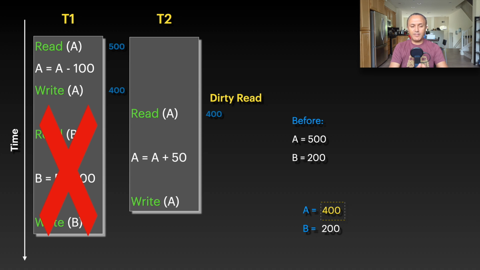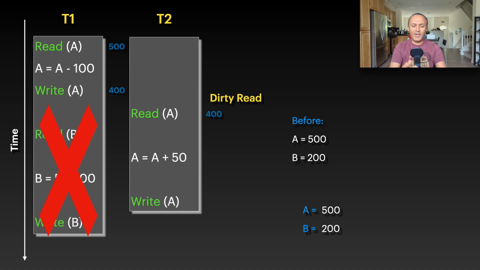Rolling back T1 means that every change that has been done by T1 has to be canceled. So updating A from 500 to 400, we need to cancel that and we need to go back to A equals 500. So we did that, rolled back T1 completely. However, T2 is still going. T2 did not fail, so T2 should be able to continue.